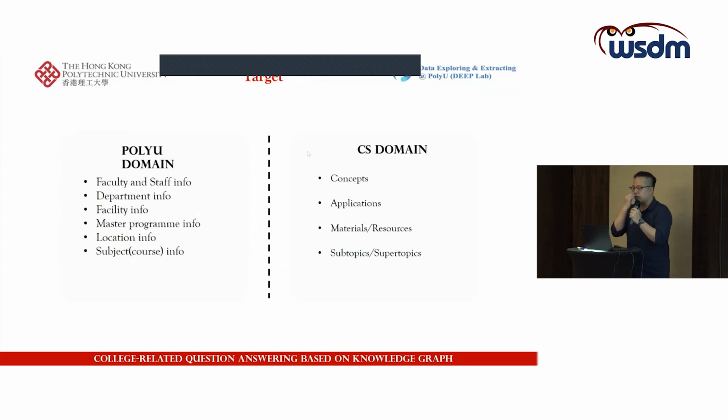So as our target, we mainly want to answer questions from these two aspects. First, for the college-related questions in the Hong Kong Polytechnic University, abbreviated as PolyU, these are some typical types of the questions from tons of questions that I have received. So we expect the system to answer faculty information, staff information, department information, and those questions about facilities, the master program, or the location of different buildings and the course information.